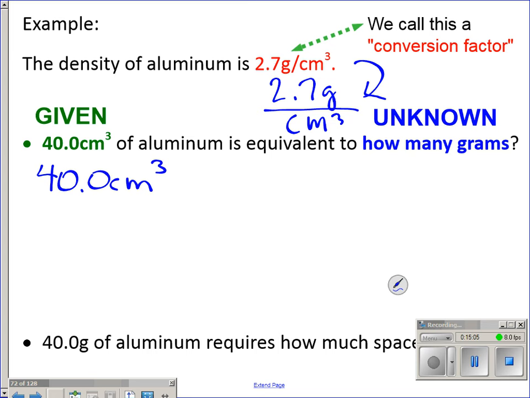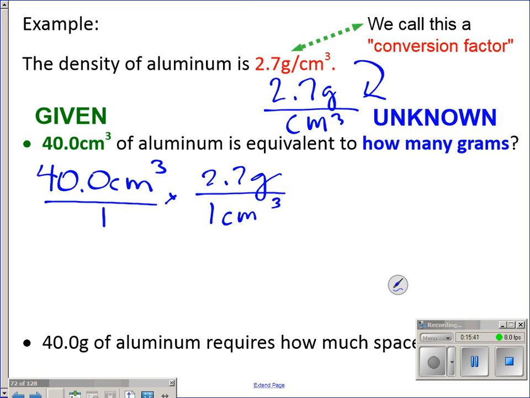But since I have this written as a fraction already, I can plop it down right here. I'm going to show you how this works first before I go further. 2.7 grams goes on top. 1 centimeter cubed is going on the bottom. You'll notice I've written 40.0 centimeters cubed higher to indicate that it's a numerator. I could put a 1 underneath it to really show it's the numerator, but if you write it high, you'll notice that.